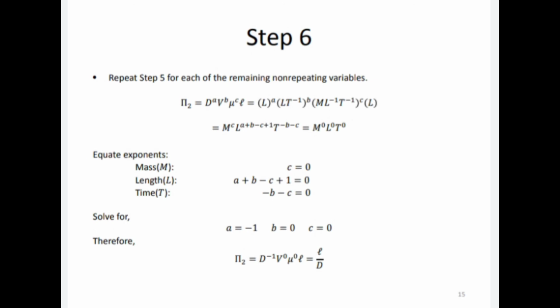So we have to equate the exponents into these equations. c equal to 0, a plus b minus c plus 1 equal to 0, minus b minus c equal to 0. So if we solve these simultaneous equations, we will get a equal to -1, b equal to 0, and c equal to 0. So therefore, we will get pi 2 is equal to L over d.